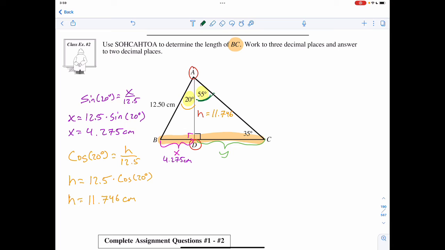Adjacent and opposite is only created with tan. So tan of 55 is going to equal my opposite, which is represented by y in this case, divided by my adjacent, which I said is approximately 11.746. Which means that y is going to equal 11.746 multiplied by tan of 55 degrees.